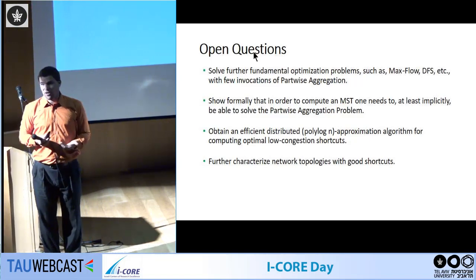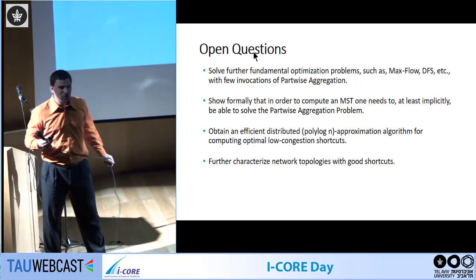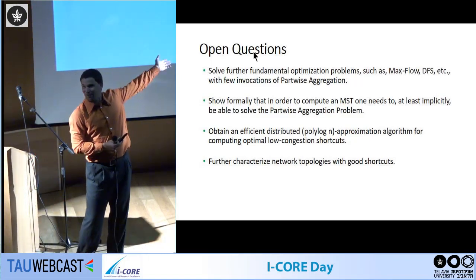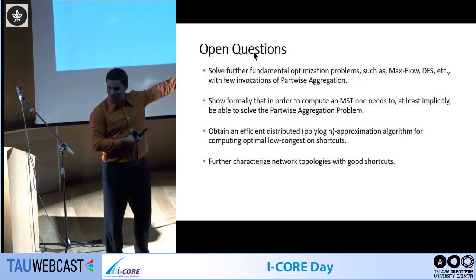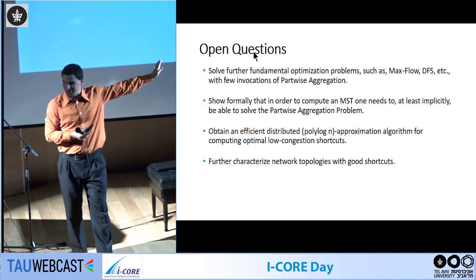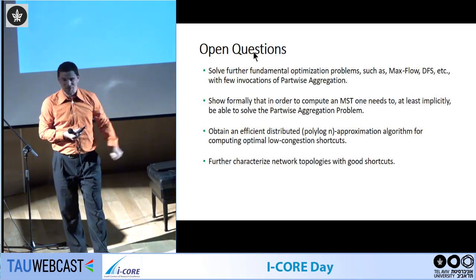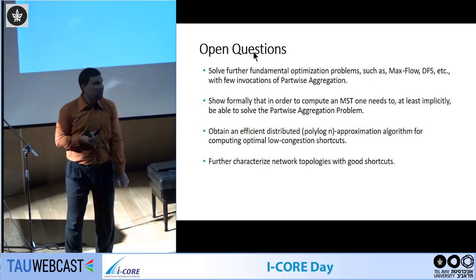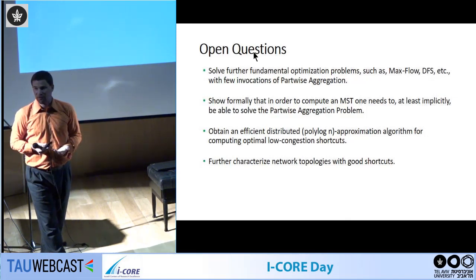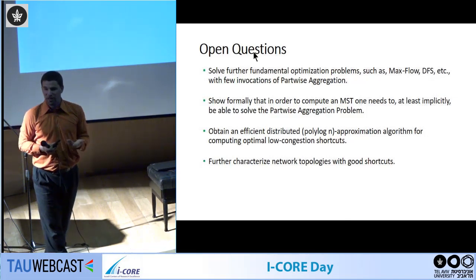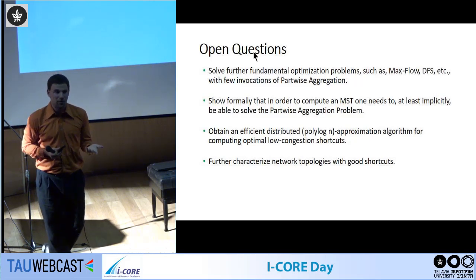Can we further characterize excluded minor graphs? First of all, we haven't proven it yet. The vortices still give us a bit of a headache, so I would really like to prove that excluded minor graphs have order D shortcuts. But are there more general graph classes than excluded minor graphs? Can we characterize what makes a good network a good network?